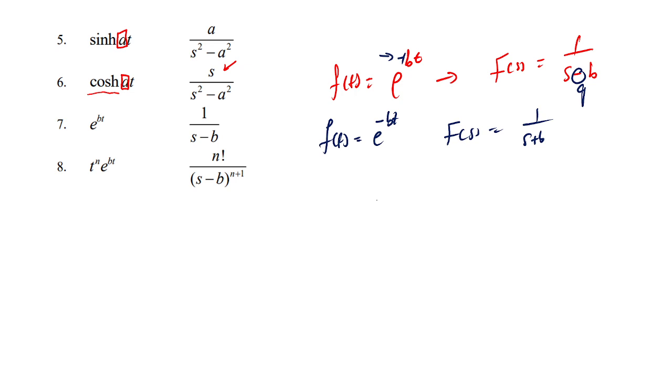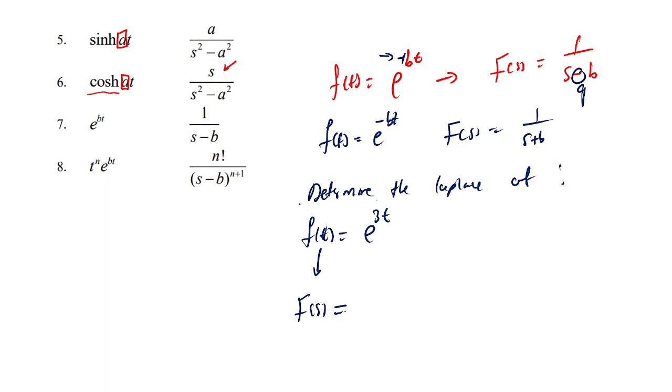Let's look into an example. Let's say maybe you're given, they say, determine the Laplace of, let's say you're given f of t, which is equals to e to the exponent 3t. We know what the Laplace of f of t is, f of s. Since it's an exponential function, it means we're going to look at rule number 7. So it's going to be 1 all over s minus 3. The sign was positive, it has to be negative here.